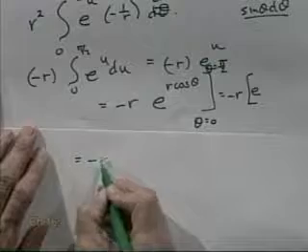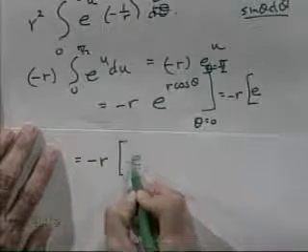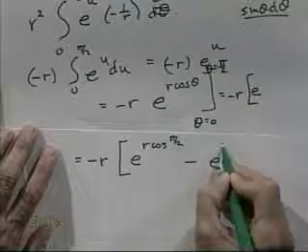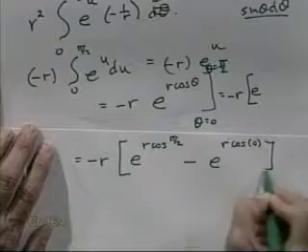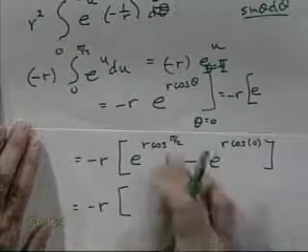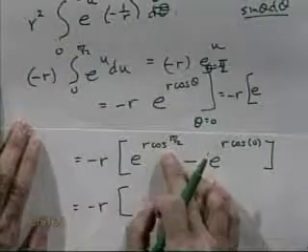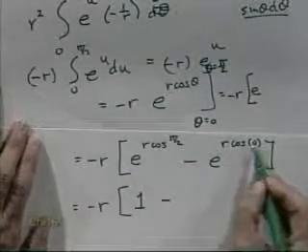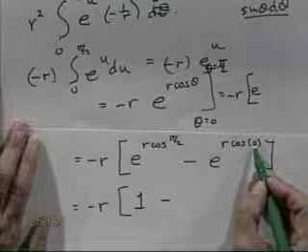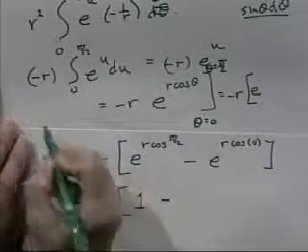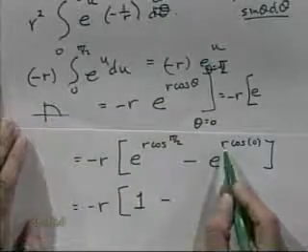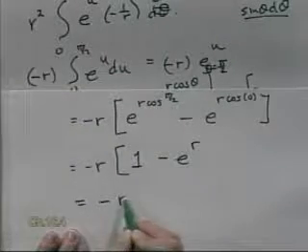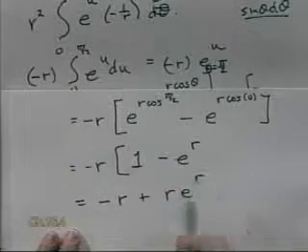This is equal to minus r times e to the r cosine pi over 2 minus e to the r cosine 0. What's cosine pi over 2? 0. E to the 0 is 1. What's cosine of 0? 1. Think of what the cosine graph looks like. The cosine graph starts up here, like that. So it's going to be e to the r times 1, which is e to the r. So we could write this as minus r plus r e to the r.